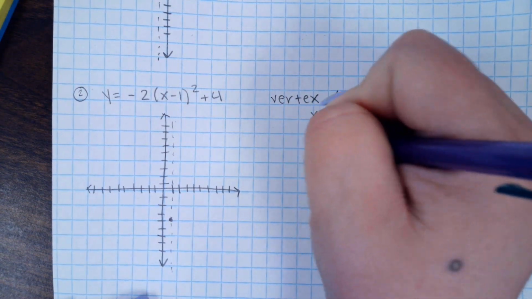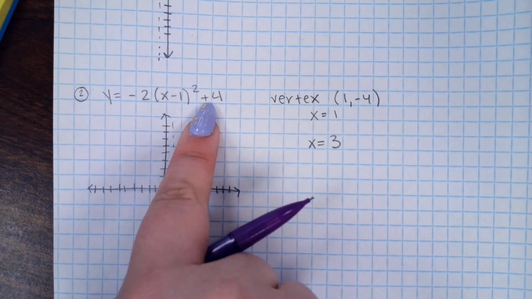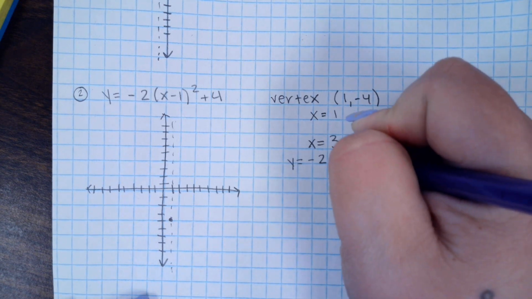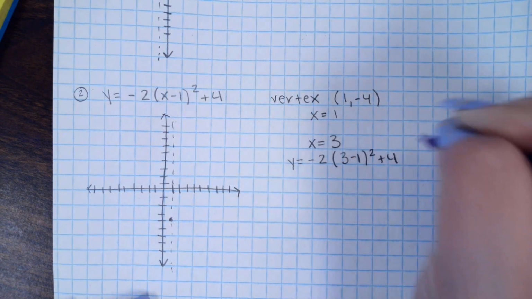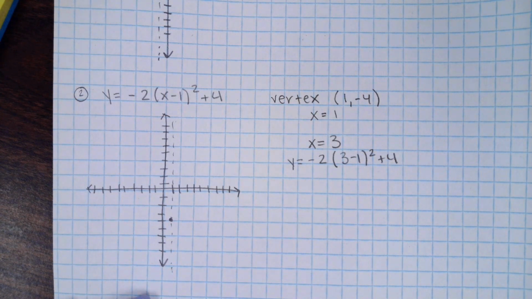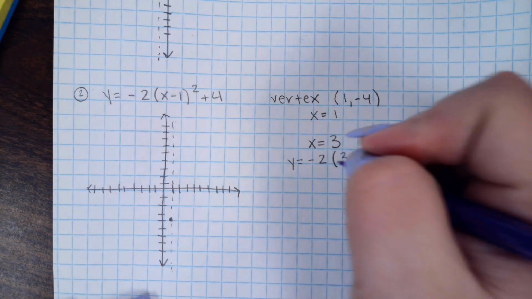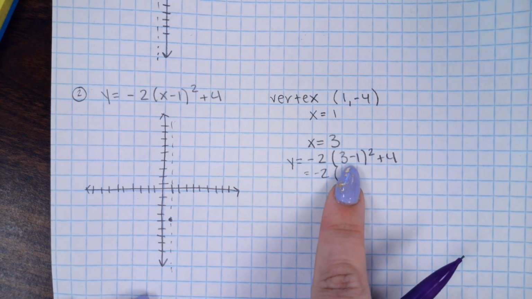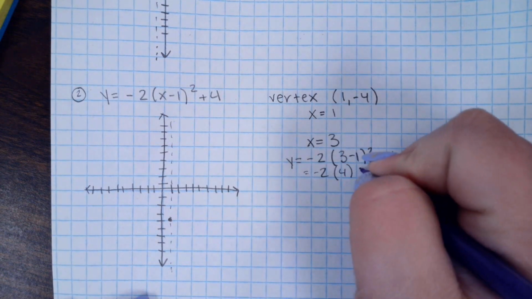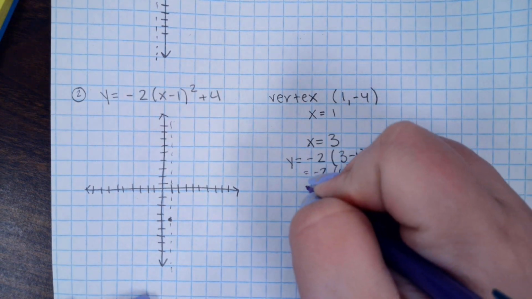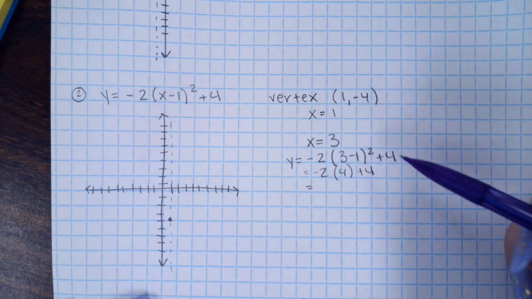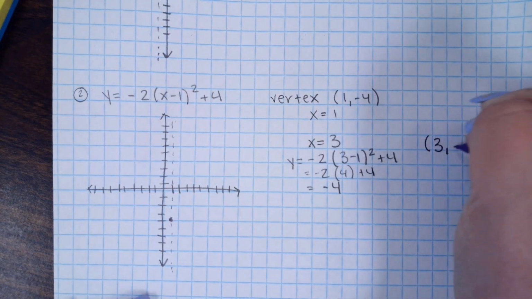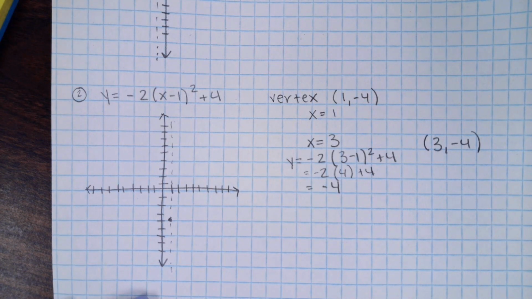So when x equals 3, what's my y value? Plug it in and find out. Negative 2 times 3 minus 1 squared plus 4. Again, you can just type it all in your calculator, or we can do the math. So we'll get negative 2 times 3 minus 1 is 2. 2 squared is 4, plus 4. So that's going to be negative 8 plus 4. That's going to give us negative 4. So that means 3, negative 4 is a point on our graph.